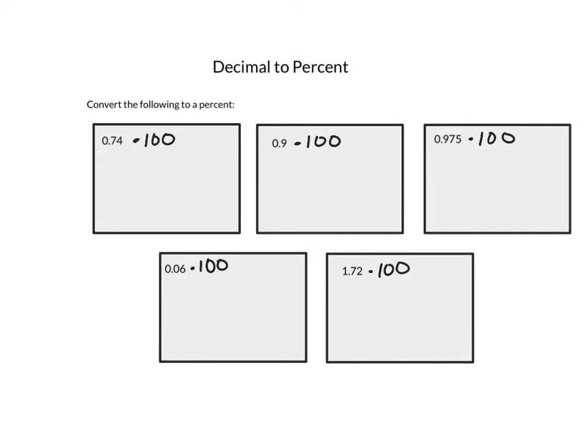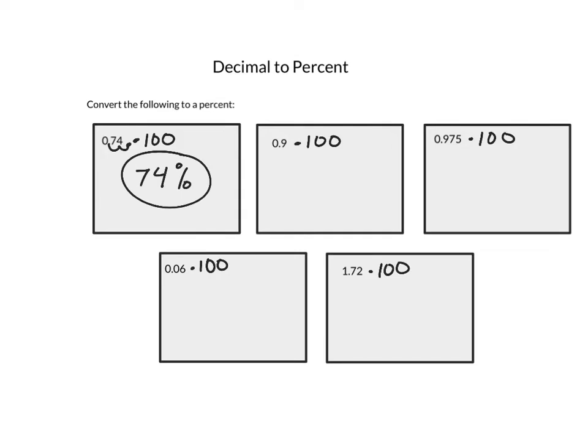So if 100 is 2 zeros, I'm going to move my decimal over twice to the right because my number is getting larger because I'm multiplying by a number greater than 1. So in this case, I move the decimal over twice in the 0.74. I get 74%.